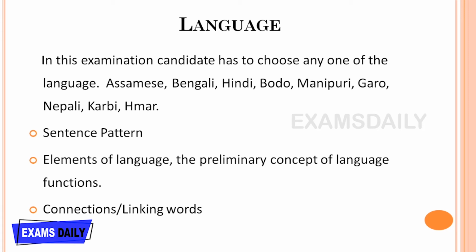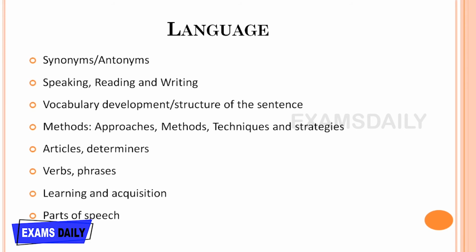And you will have questions like in normal competitive exams. First is about sentence pattern, so you have to know the sentence pattern, so that you will have professional knowledge in the local language. And next is about the elements of language, the preliminary concept of language functions. They will be asking about the history and evolution of that language, and connections and linking words, so you have to know about that also. And the next is about synonyms and antonyms in speaking, reading and writing, so that one day you will have the knowledge to communicate with the students. Your proficient knowledge of speaking, reading and writing the local language will also be tested.